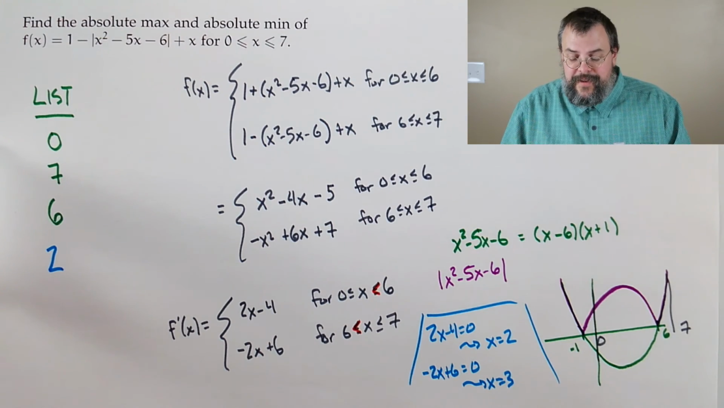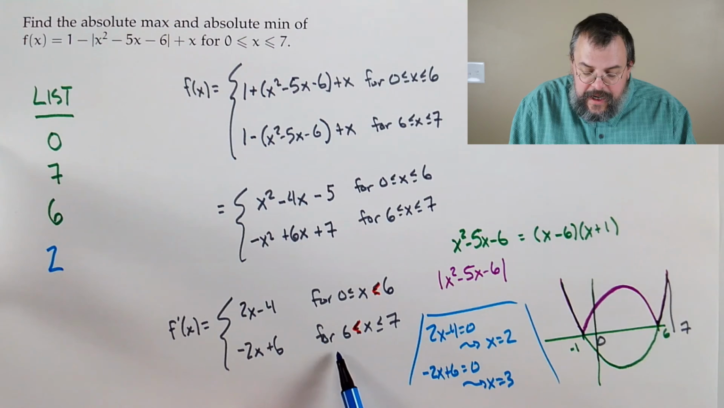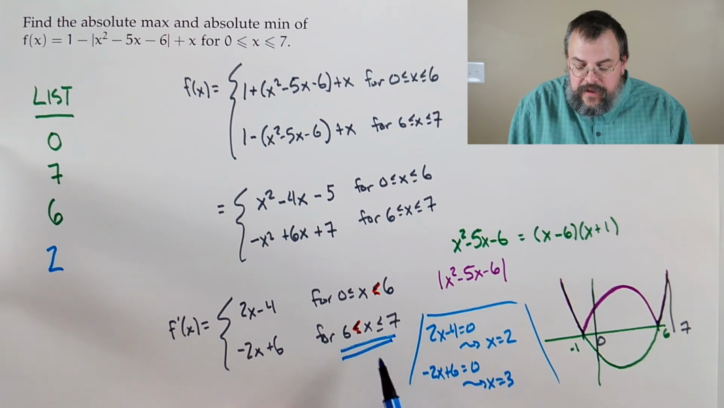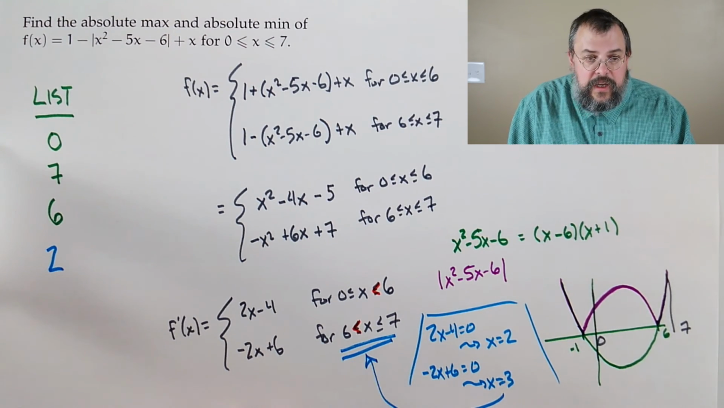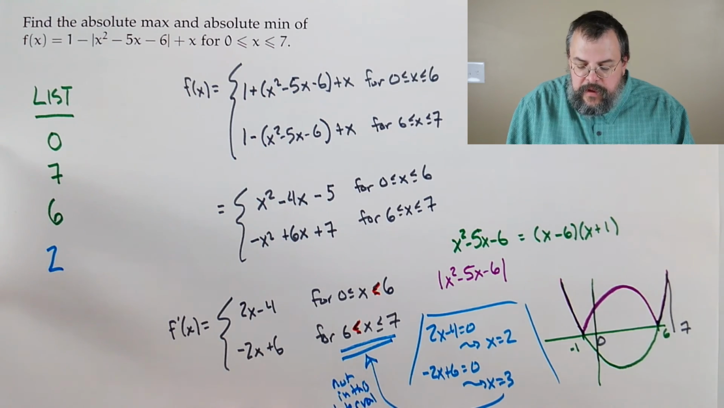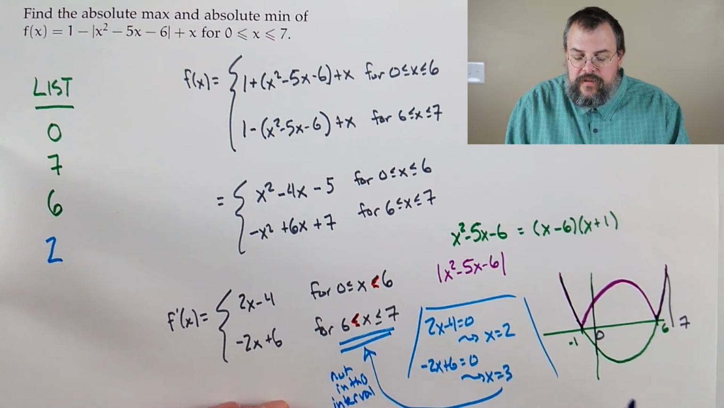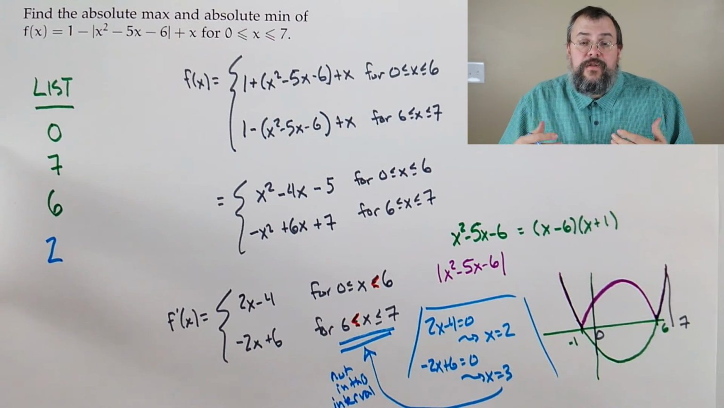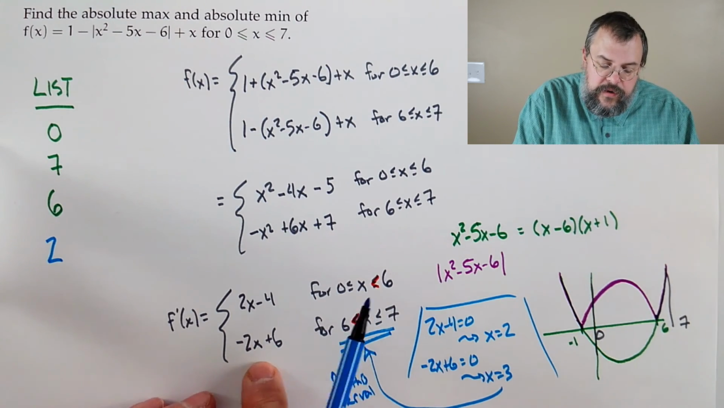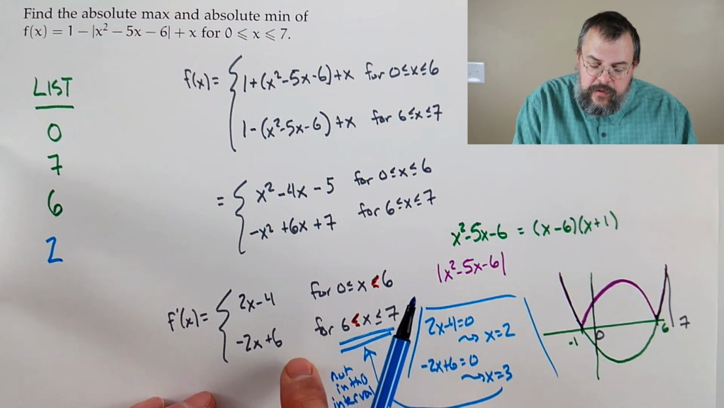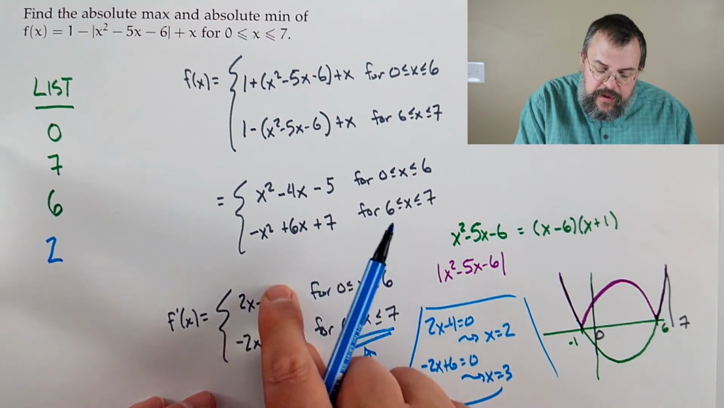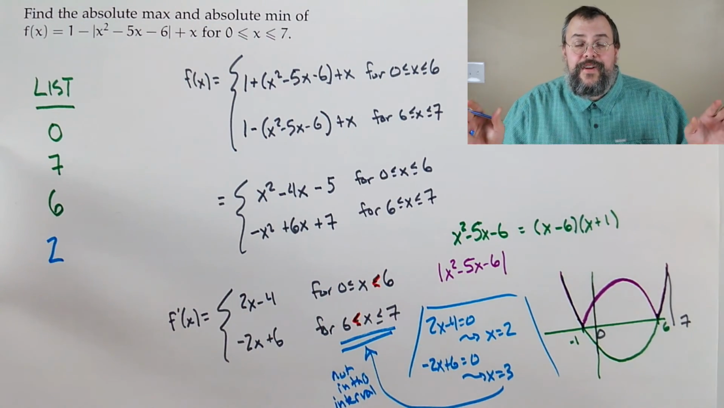Here's why I'm saying it. Notice that I'm only looking between 6 and 7. So x equals 3 is not in this range. In other words, let's not use range, let's say interval. So x equals 3 doesn't go between 6 and 7. The fact that x equals 3 is a place where this derivative equals 0 doesn't matter, because the derivative for 3 is up here. So it's outside of consideration.